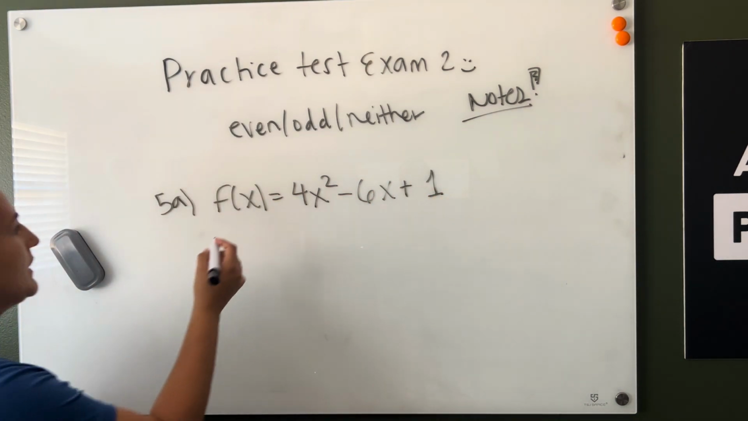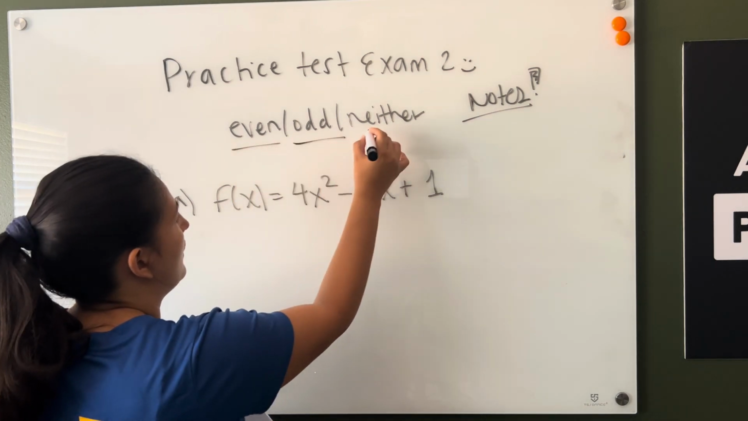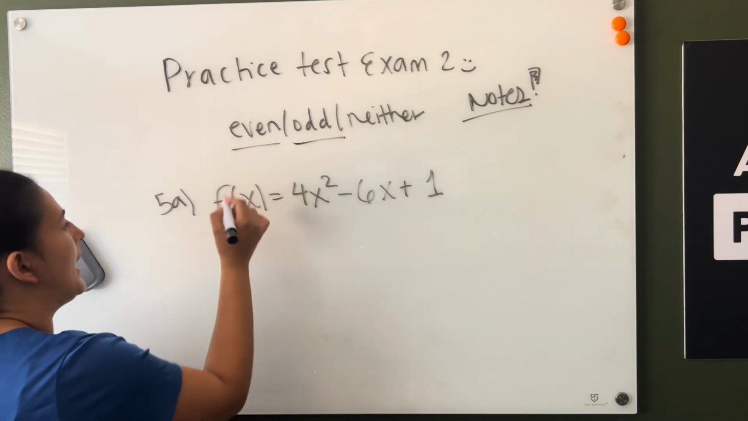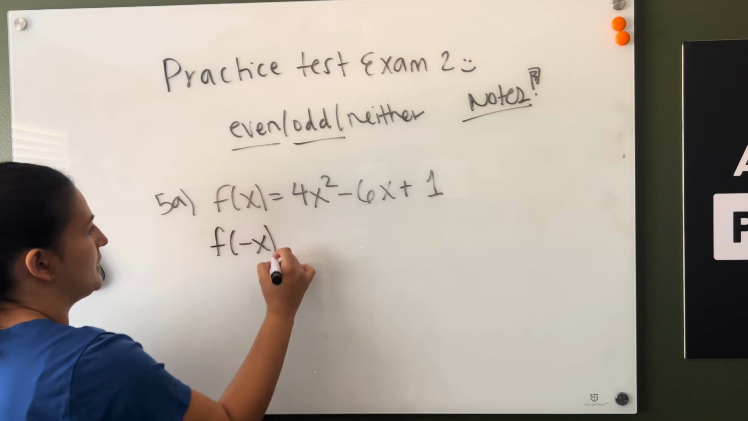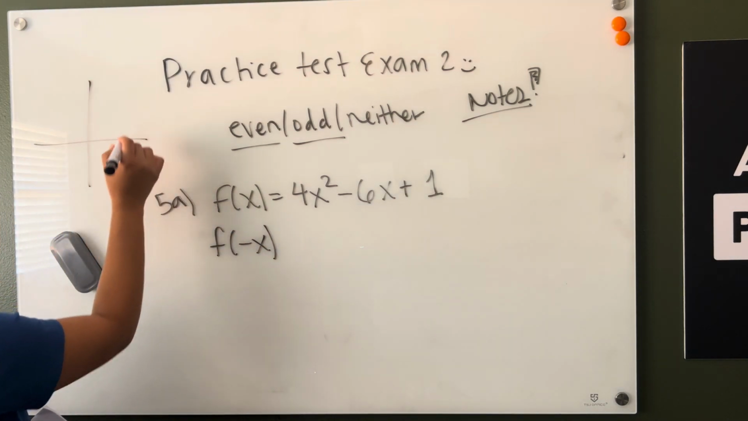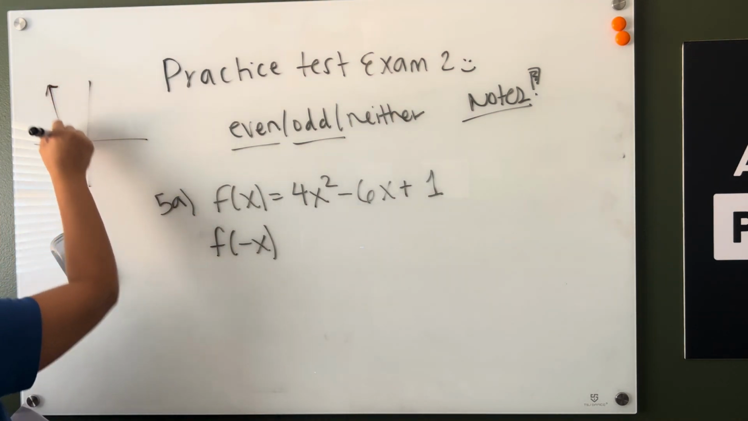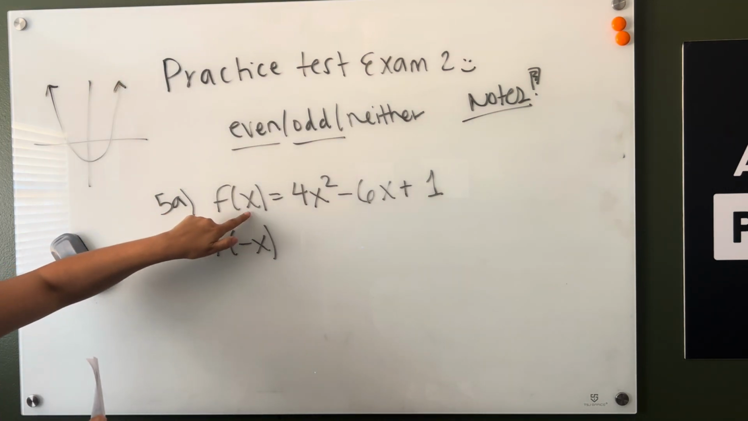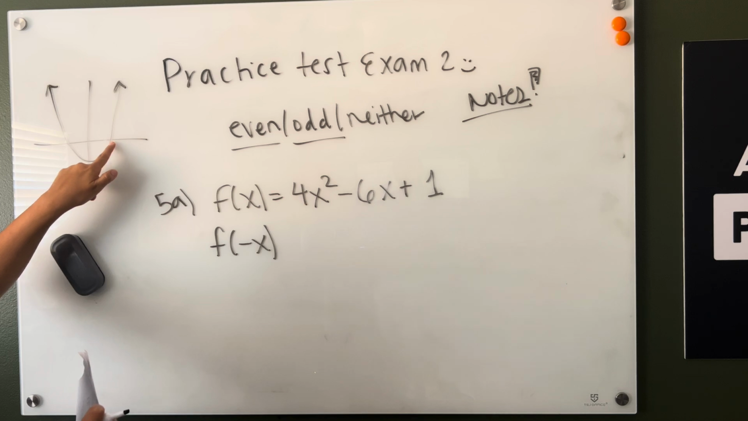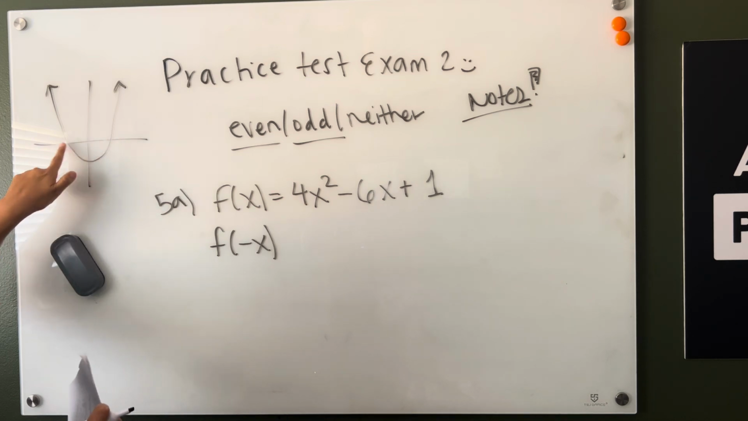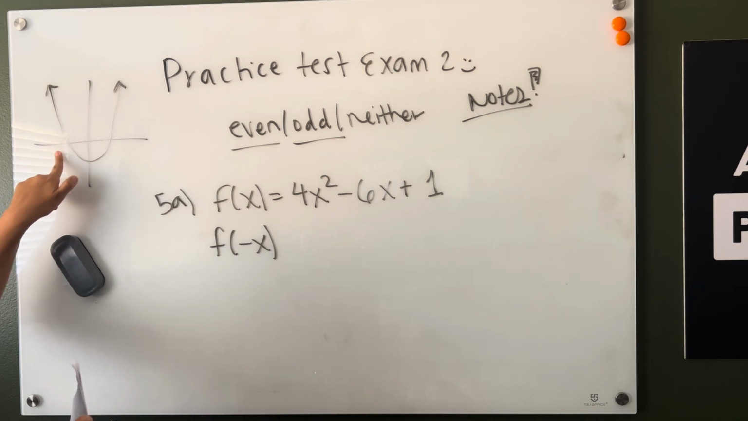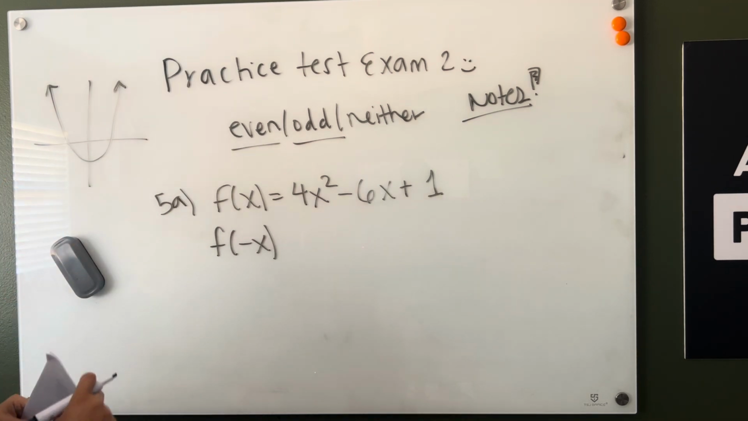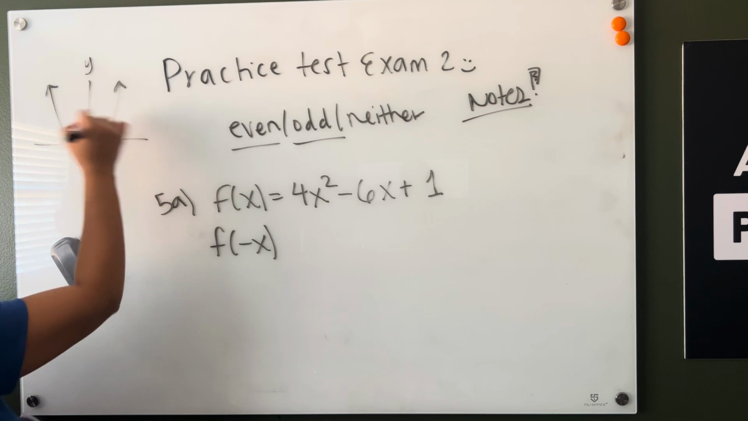Okay, so I know that in order to check if it's even or odd, I have to plug in f of negative x. This is a quadratic function, right? Whatever function this is, f of x would be the positive values over here. So now we're checking negative values over here, and we're seeing if there's symmetry on the y-axis, that means it's even.